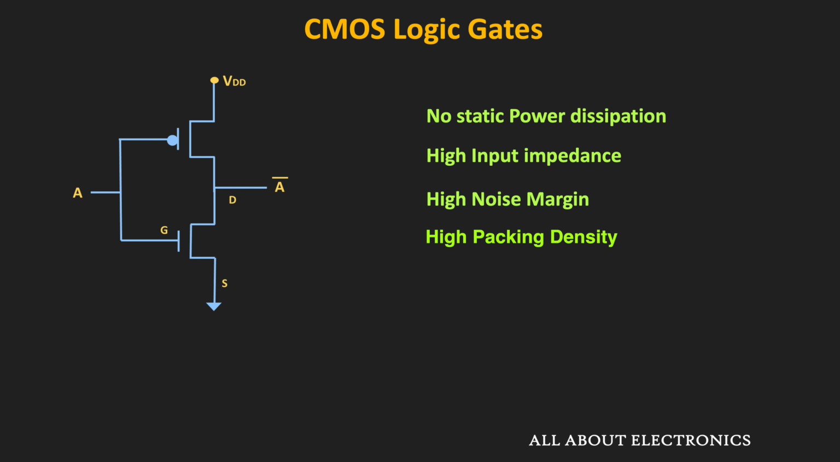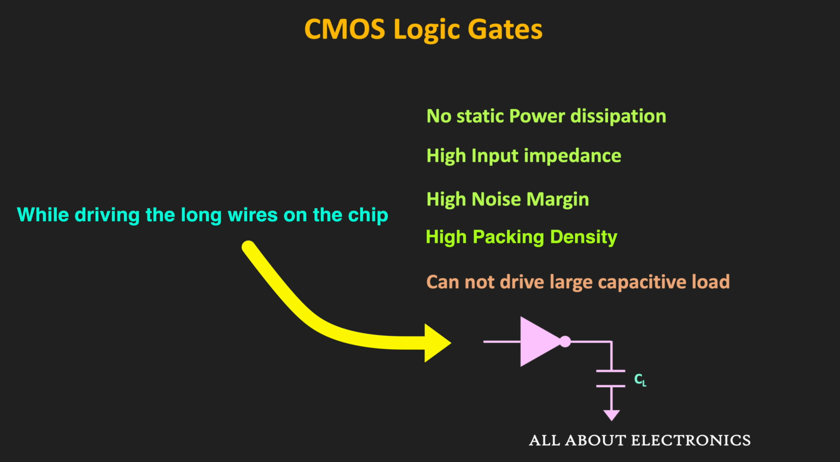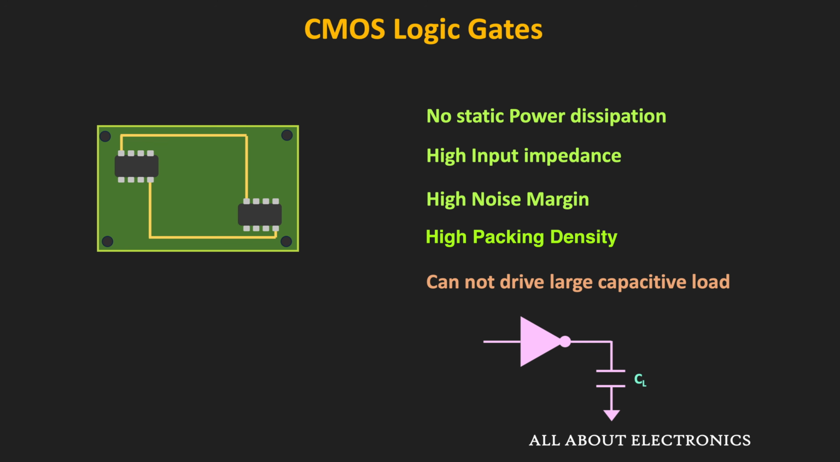But the only disadvantage of this logic is that it cannot drive a high capacitive load. It means that if we drive very large capacitive loads, then the propagation delay would be very large. And effectively, it will degrade the speed of the overall circuit or the system. So many times, the logic gates can see a very large capacitive load when they are driving long wires on the chip, or sometimes when they are driving off-chip printed circuit board traces, where the parasitic capacitance is several hundred times larger than the parasitic capacitance of the driving gate itself.